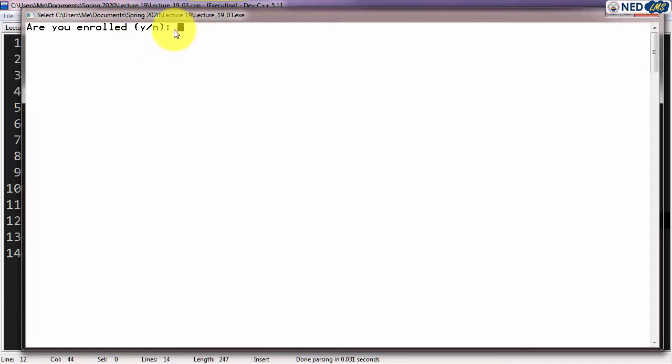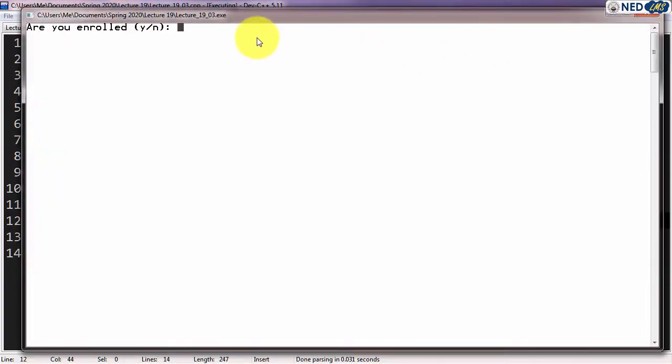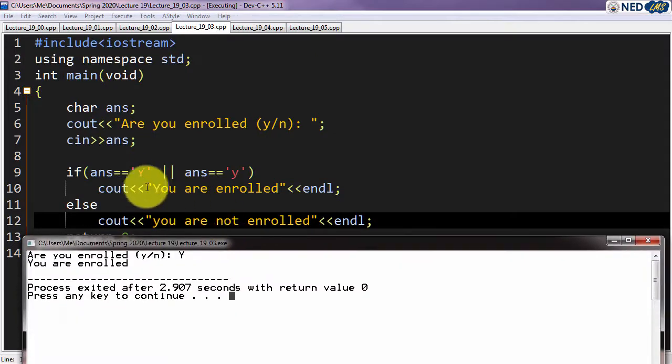Are you enrolled? If I press Y over here, it says you are enrolled, and if I run this code again and press capital Y, it still says you are enrolled because this condition was true. So if this condition is true and we have an OR operator, the program simply does not evaluate the other condition, because if any one of the conditions is true, the other condition, whether true or false, simply doesn't matter with the OR operator. So if any one of the conditions is true, it does not need to evaluate any other conditions.